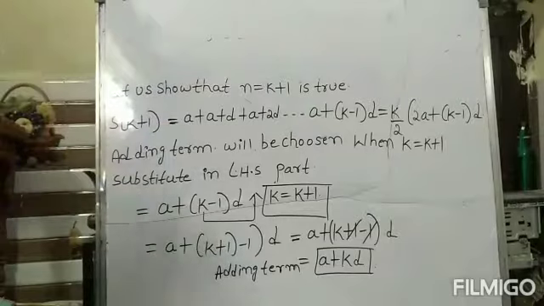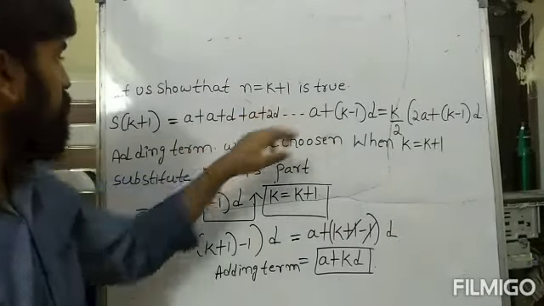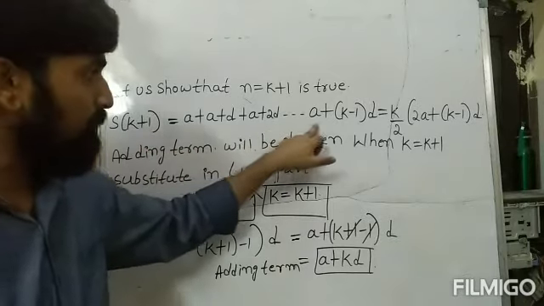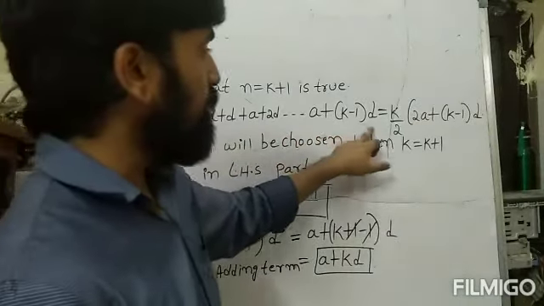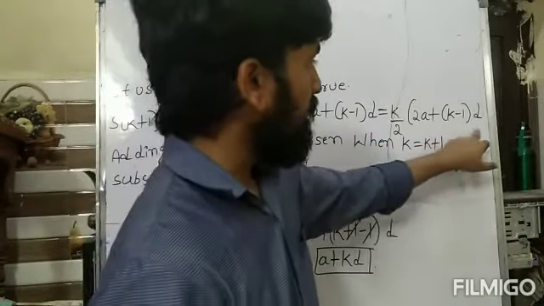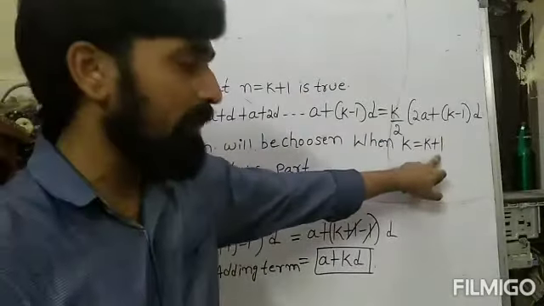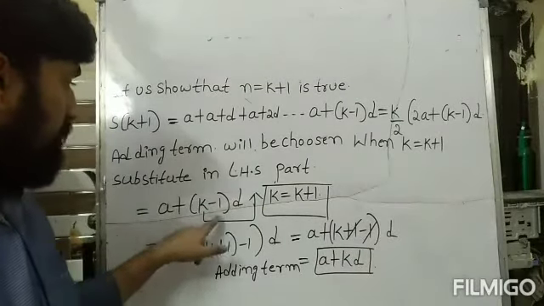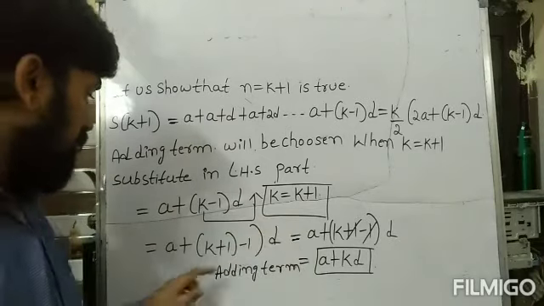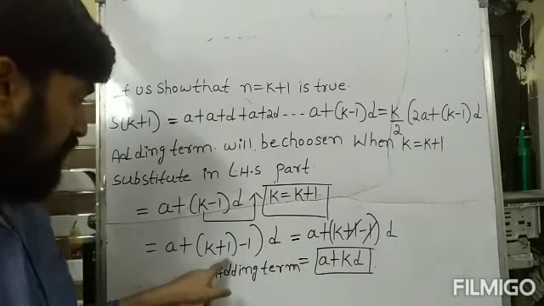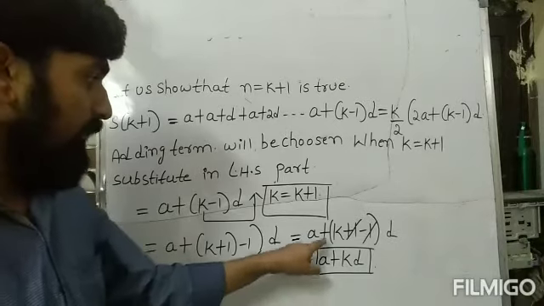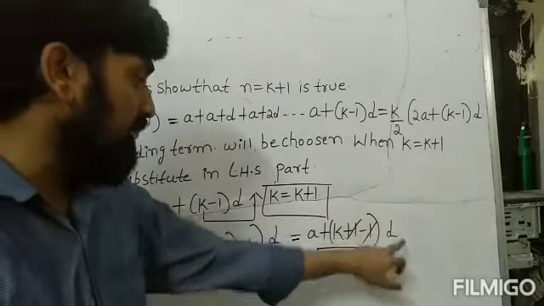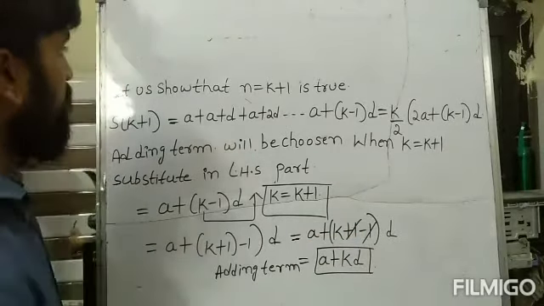So let us show that n equals k plus 1 is true. For S of k plus 1 we have to prove a plus d, a plus 2d, and so on up to a plus k minus 1 into d, equals k by 2 into 2a plus k minus 1 into d. In the place of k, I substituted k plus 1. So substitute in the LHS part a plus k minus 1 into d, that is k equals k plus 1: a plus k plus 1 minus 1 into d. In the place of k we have substituted k plus 1, so minus 1 doesn't cancel d. The adding term is a plus kd.